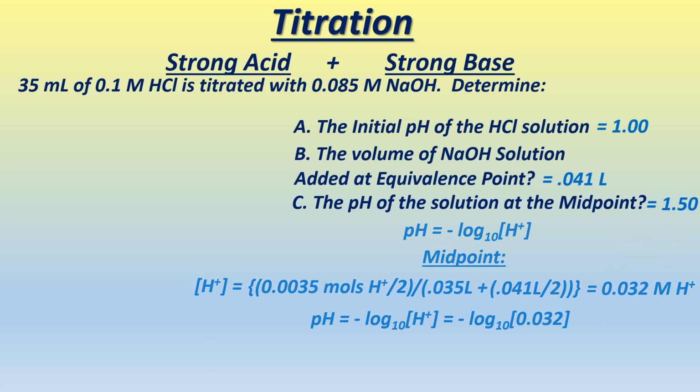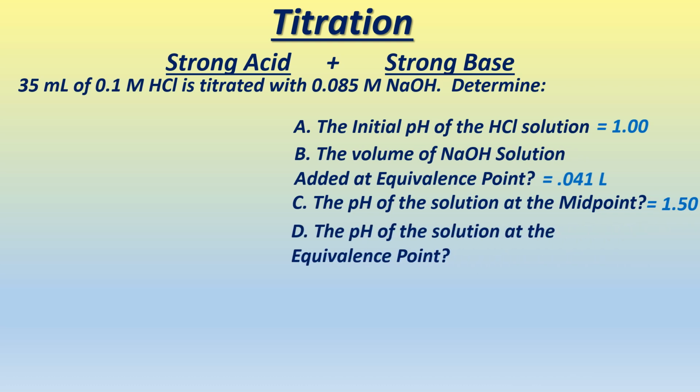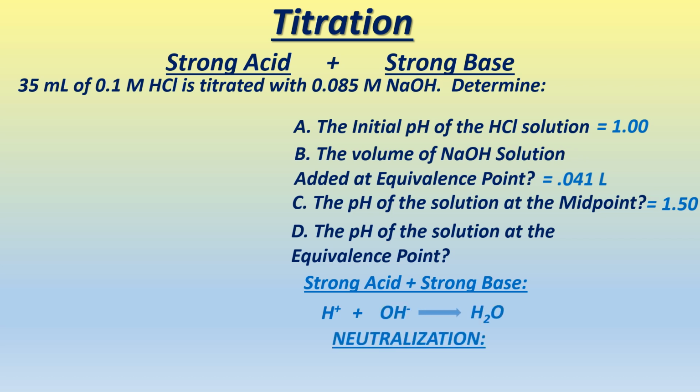The final thing to know, what is the pH at the equivalence point? Since I have a strong acid and a strong base, my reaction is to make water. I have a neutralization reaction. Therefore, at the equivalence point, the pH is going to be equal to 7.